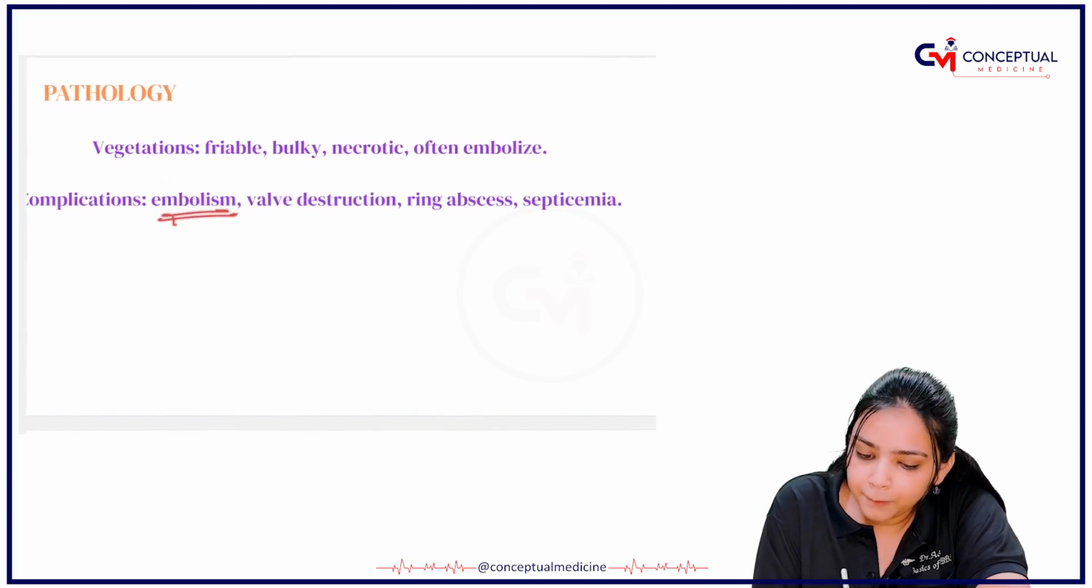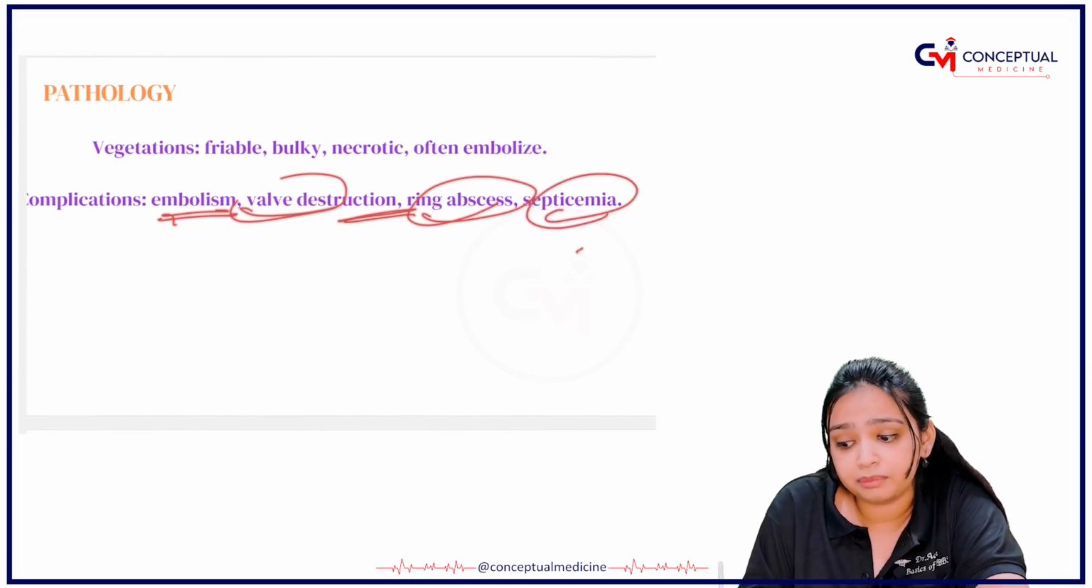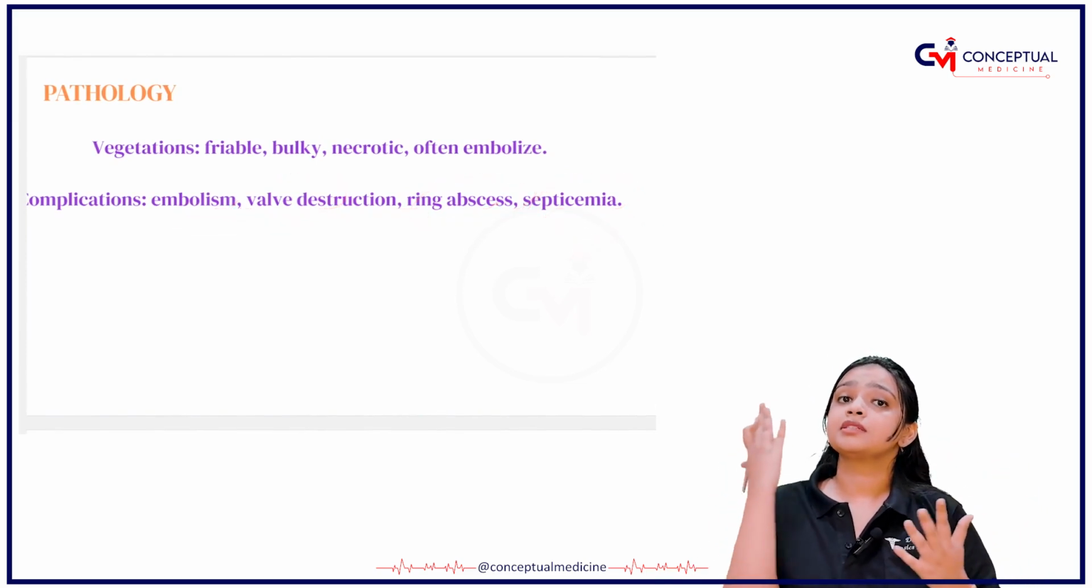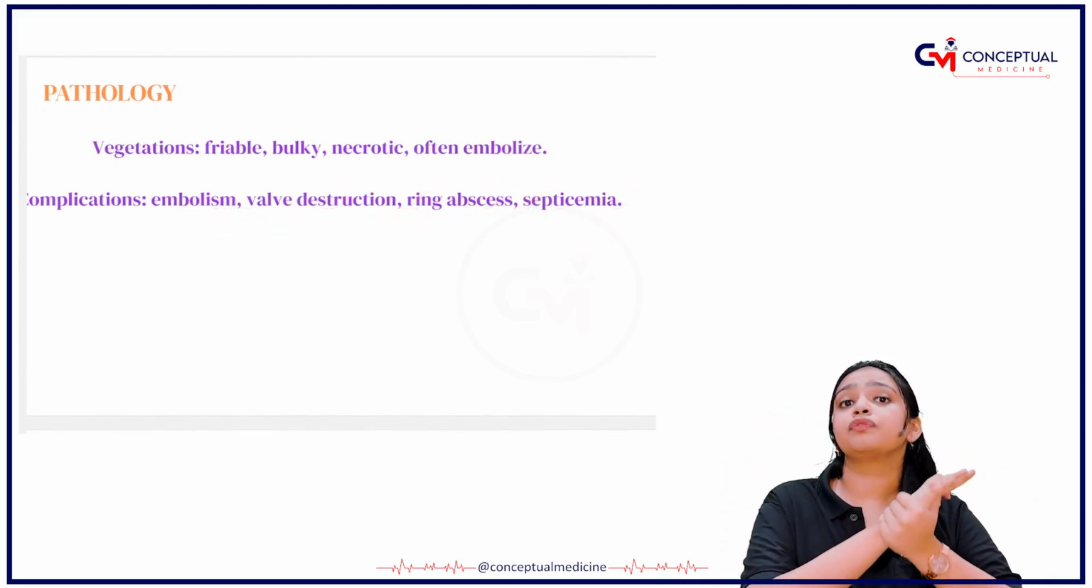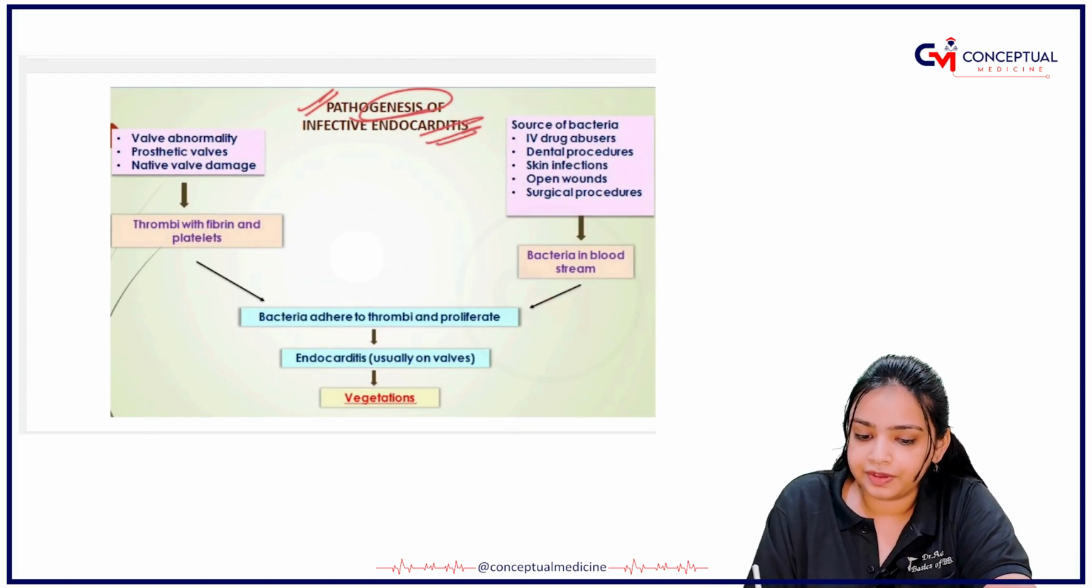There can be embolism, there can be valve destruction, and there can be ring abscess and bacteremia. Bacteremia is nothing but the infection of your blood that will occur, right? So here I have shown you the figure of pathogenesis of infective endocarditis.